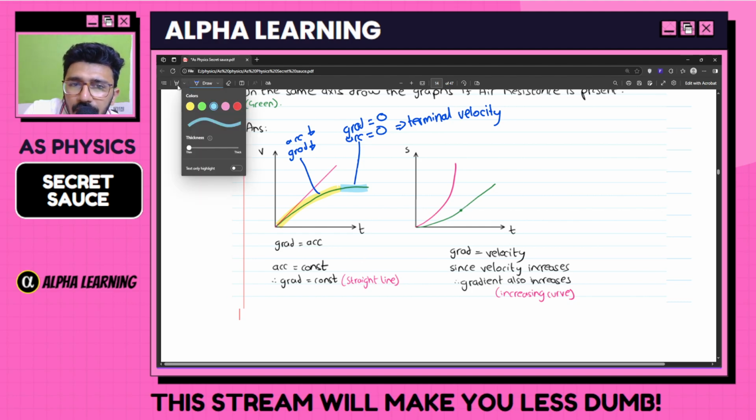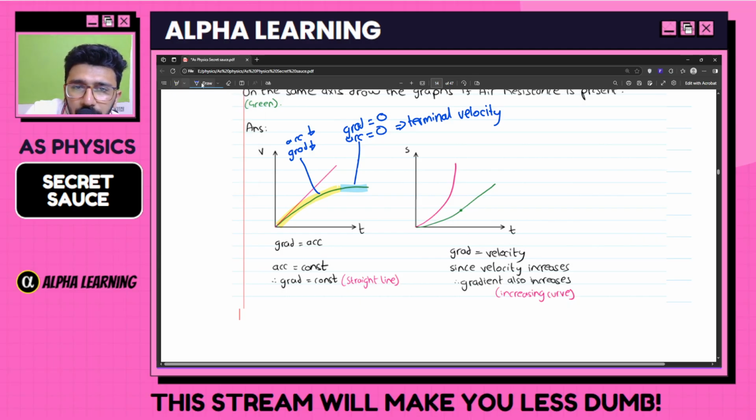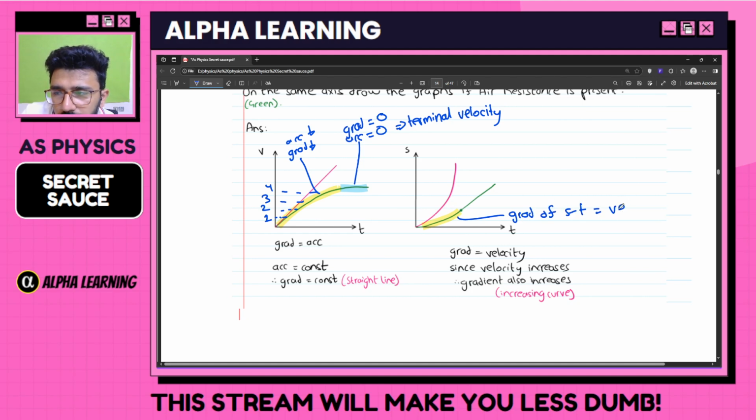Very, very easy. What will you do? You will say that in the yellow region, can you realize velocity is increasing from 1 to 2, 2 to 3, 3 to 4. The velocity is increasing in the yellow region. If the velocity is increasing, that means the gradient of the displacement time graph is increasing. The gradient of displacement time graph is equal to velocity. So you will draw an increasing curve here.